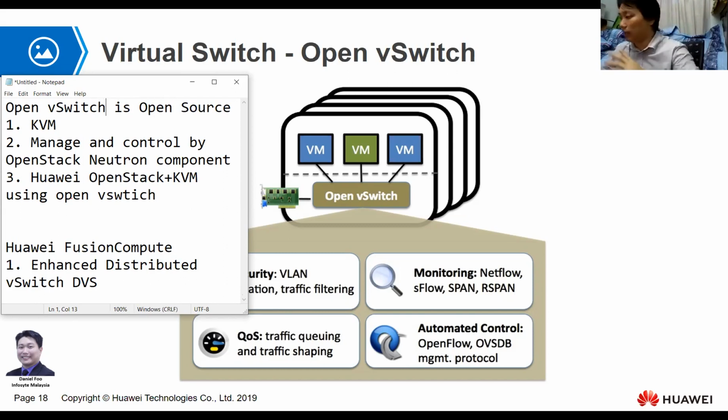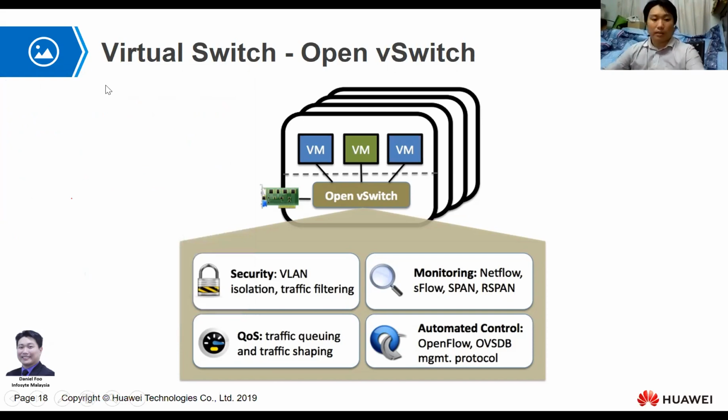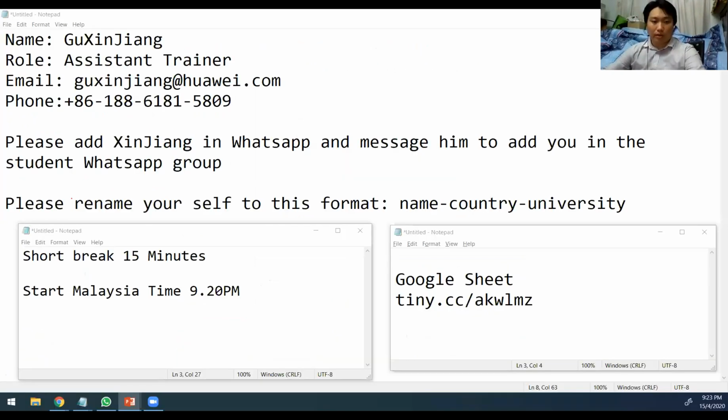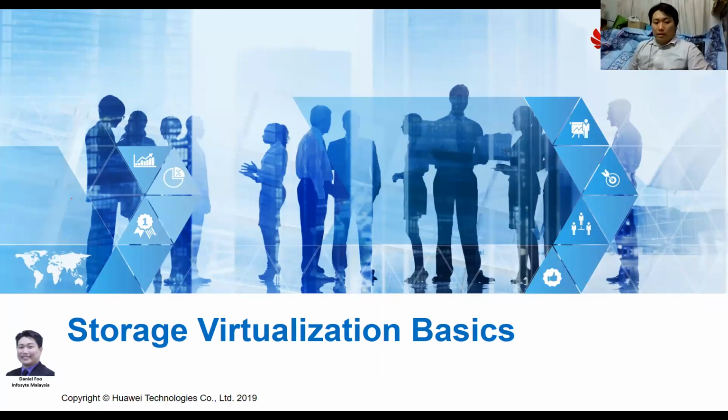So this is just some basic introduction. As mentioned, in Fusion Compute we have only the DVS, distributed virtual switch. Okay, so those are for the network part. So next topic, we will move on to the storage virtualization basics.